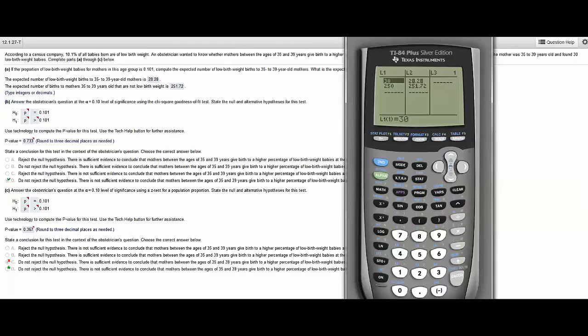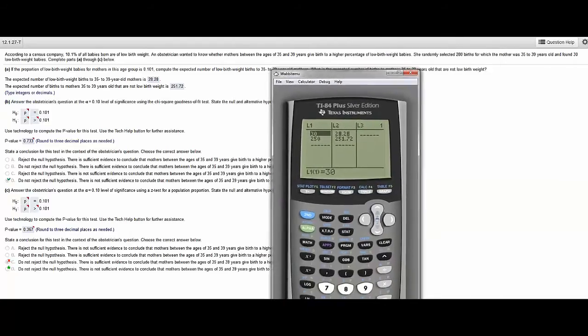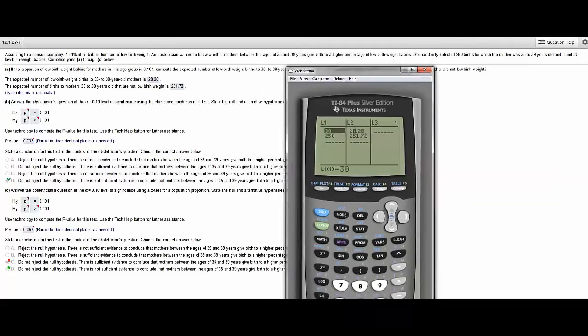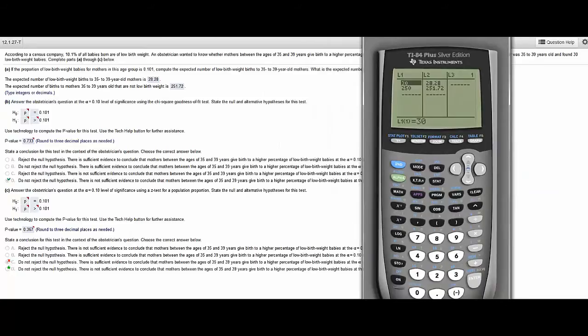So I observed 30 of the 280. Can I show you down here? 30 of the 280 that were considered low birth weight. So that meant 250 were not. And then I expected to see 28.28 of the low and 251.72 of the not low.